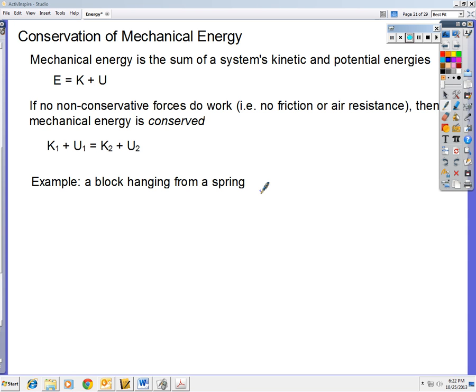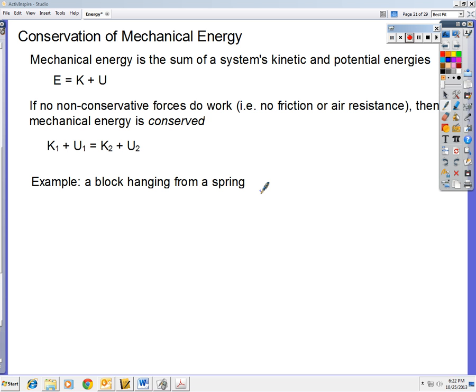Now, last time we learned about potential energy. It's only associated with conservative forces, and the two most important kinds are gravitational and elastic. Today we're actually going to learn how to use this energy to solve for useful things. And that's usually going to happen by conservation of mechanical energy.